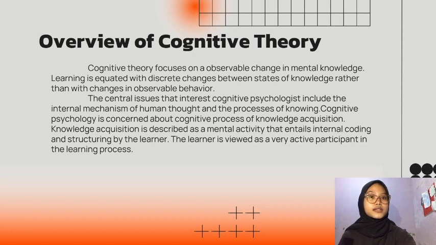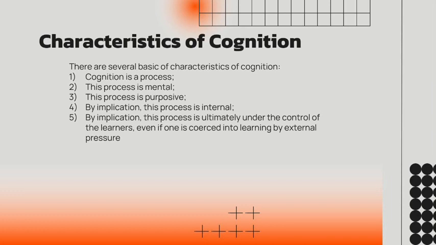The central issues that interest cognitive psychologists include the internal mechanism of human thought and the processes of knowing. Cognitive psychology is concerned with the cognitive process of knowledge acquisition. Knowledge acquisition is described as a mental activity that entails internal coding and structuring by the learner. The learner is viewed as a very active participant in the learning process. Cognition is a mental process by which knowledge is acquired.